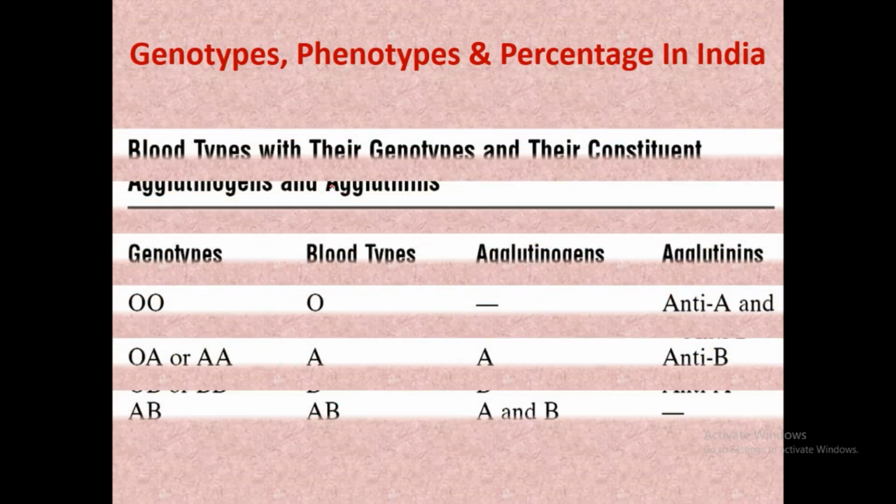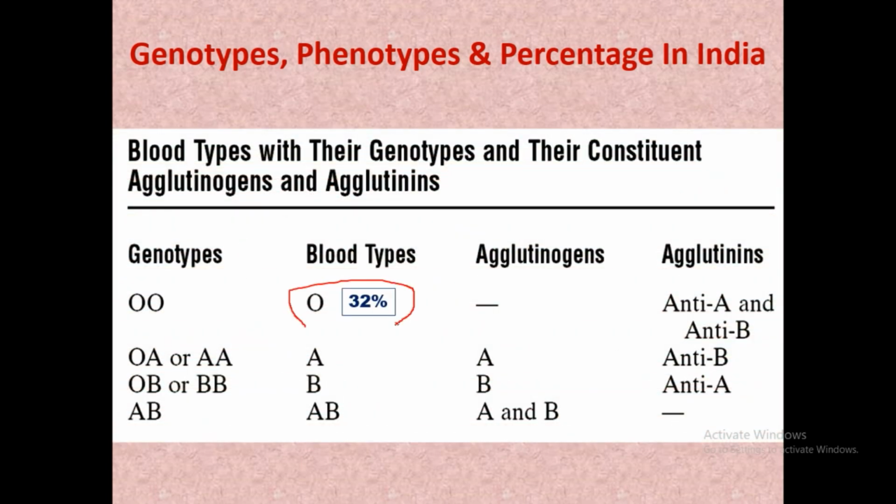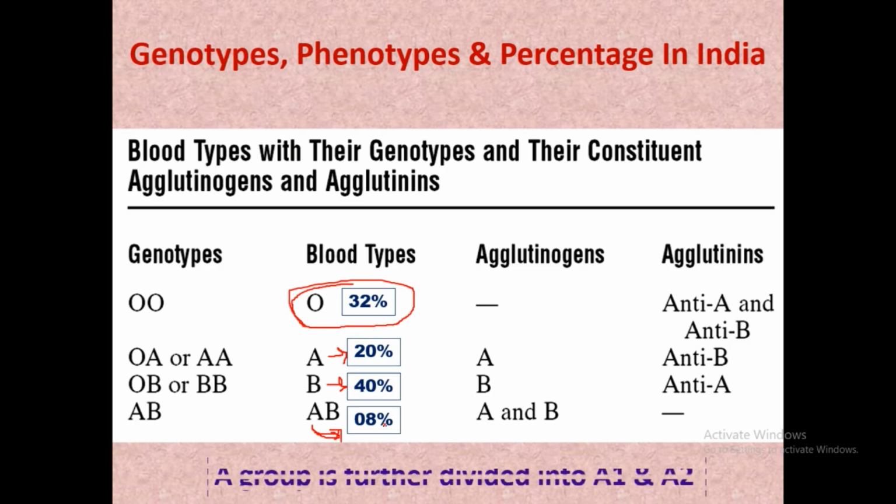Genotypes, phenotypes and percentage in India. O blood group is most commonly seen out of all the blood groups, at around 32% in India. Later comes the A blood group, which is around 20%. Later comes the B blood group, which is around 40%. The last is the AB blood group, which is present in 8% of the Indian population. A blood group is further divided into A1 and A2.